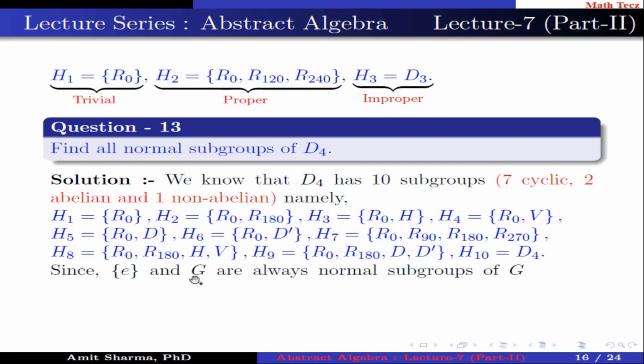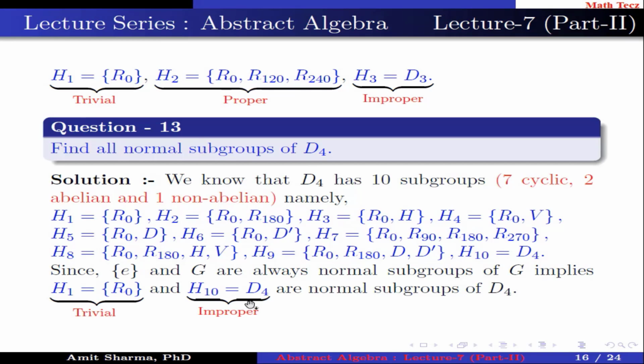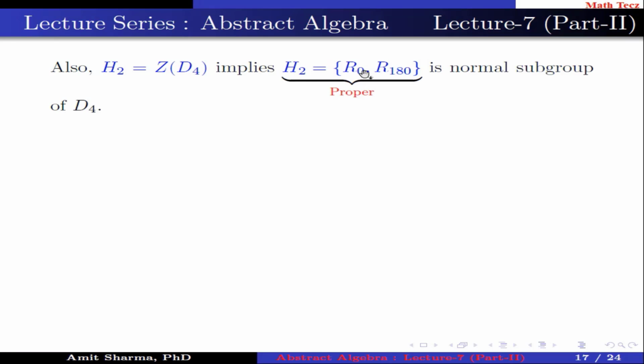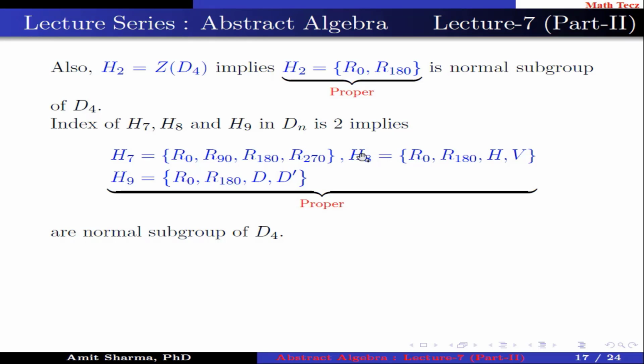Since identity and G are always normal subgroups of G, implies H1, which is equal to R0, which is trivial, and H10 equal to D4, which is improper, are normal subgroups of D4. Also H2, which is equal to the center of D4, containing R0, R180, is a proper normal subgroup of D4. The index of H7, H8 and H9 in D4 is 2, implies H7, H8, H9 are proper normal subgroups of D4.